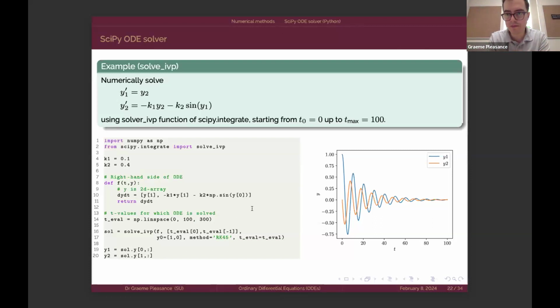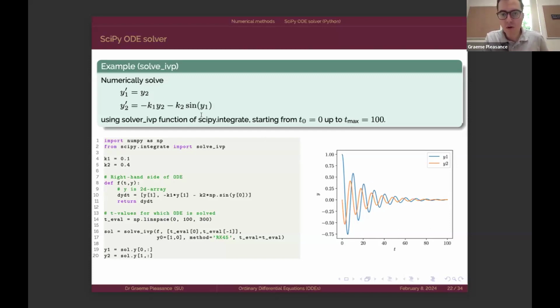Okay, and then we can plot these in the same way that I considered in the previous slide. So we can plot these using matplotlib, and this figure shows the corresponding results. Here y1 starts at 1, as specified here, and y2 starts at 0. Then you can see that they exhibit this oscillatory behavior, and eventually they both settle so that asymptotically they both go to 0.